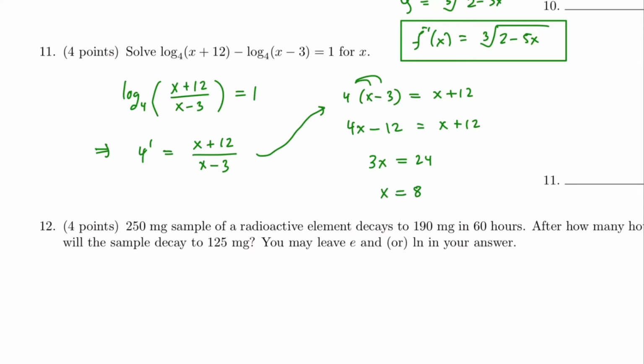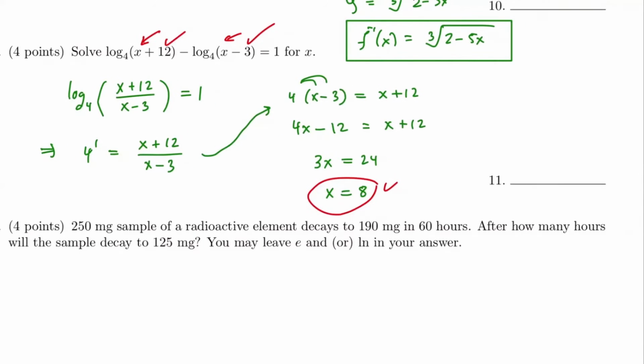And now you check your answer. Go ahead and plug in 8 into this x and this x. As long as the input is positive, it's a solution. So 8 plus 12, that's a positive number. 8 minus 3 is a positive number. Check. So this is a solution. So we can say our solution is x equals 8.